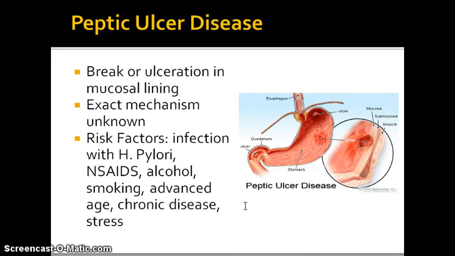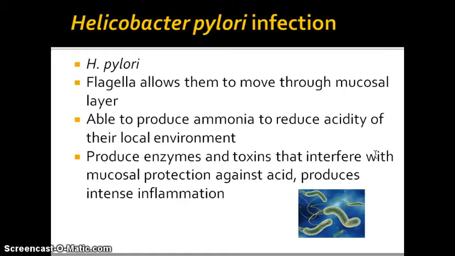Peptic ulcer disease is where we have a break or an ulceration in the lining of our stomach tissues. We don't exactly know why, but something has disrupted that balance, and the stomach acid has gotten against our gastric wall and is now causing an erosion. There are people with risk factors that increase their incidence of peptic ulcer disease. These are people who have H. pylori problems, take NSAIDs, use alcohol or smoking without moderation, or are of advanced age and more prone to get these. Chronic disease and chronic stress can also lead to ulcer development.